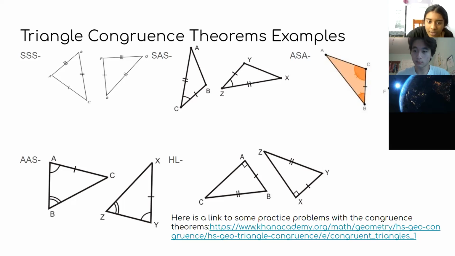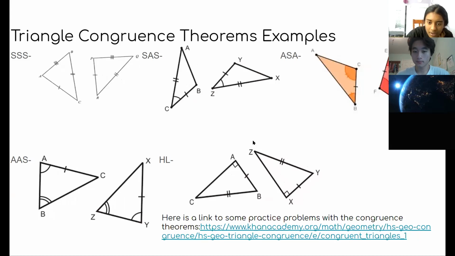Because we're given side, angle, side in one triangle, and the same in the other triangle too. And then here we have angle, side, angle. I like to think of it as a sandwich: the angles are the bread and the side is the filling.